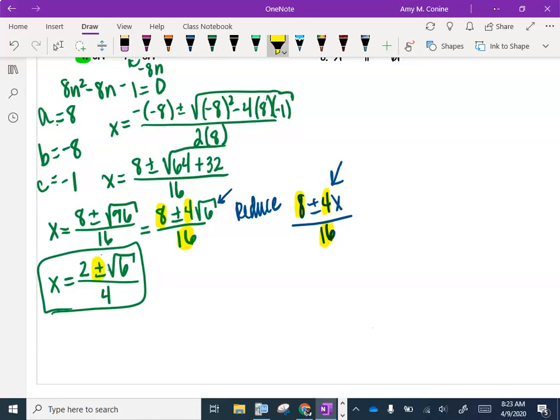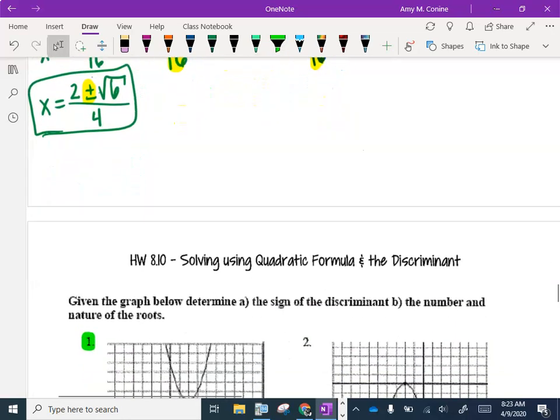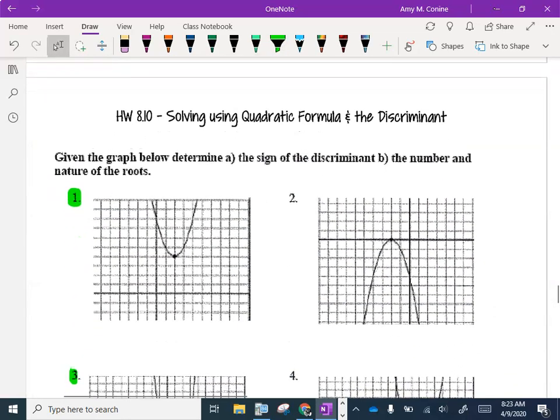All right, so you need to make sure that you're reducing and that you treat this radical like a variable and you don't touch it. Okay, only outside numbers, these yellow outside numbers, get reduced. All right, and so that is number 7. I want to show you one last thing because we didn't talk about graphs. So I want to take a look at number 1.